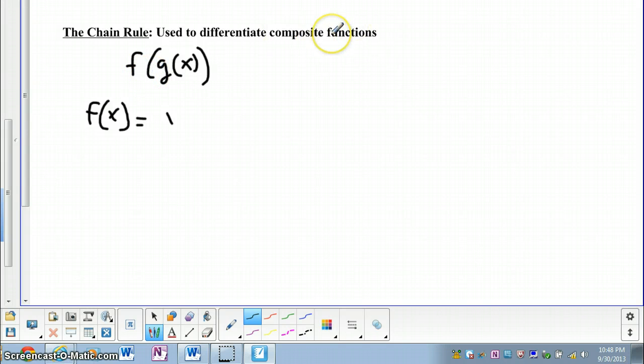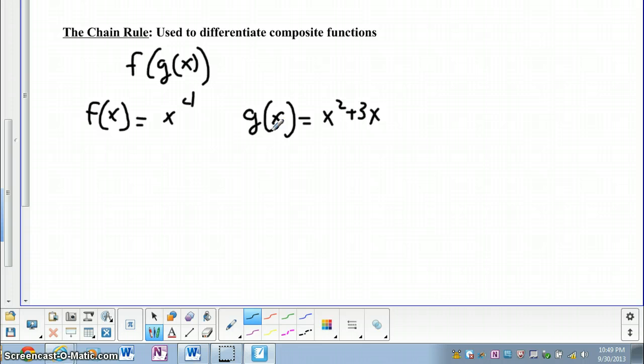So a composite function is generally made up of two simpler functions, and we're going to use that knowledge to help us derive these functions. So just a quick example to help us remember how that worked. If our f of x is x to the fourth and our g of x equals x squared plus 3x, then if the question asked me to find the f of g of x, we would have to put this x squared plus 3x in place of this x, and it would all be to the fourth power.